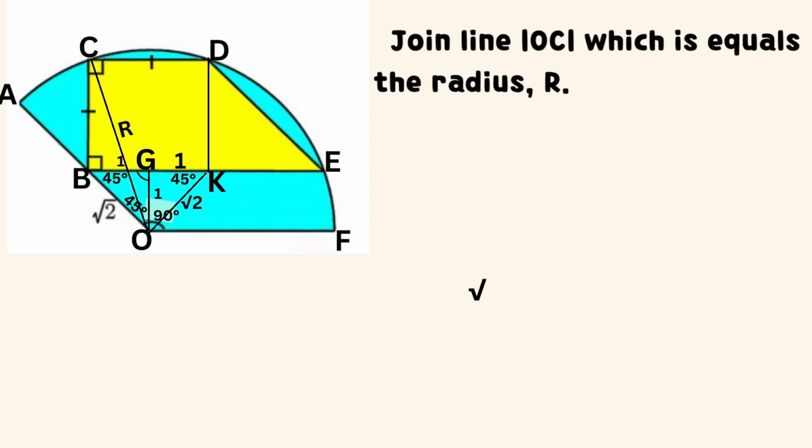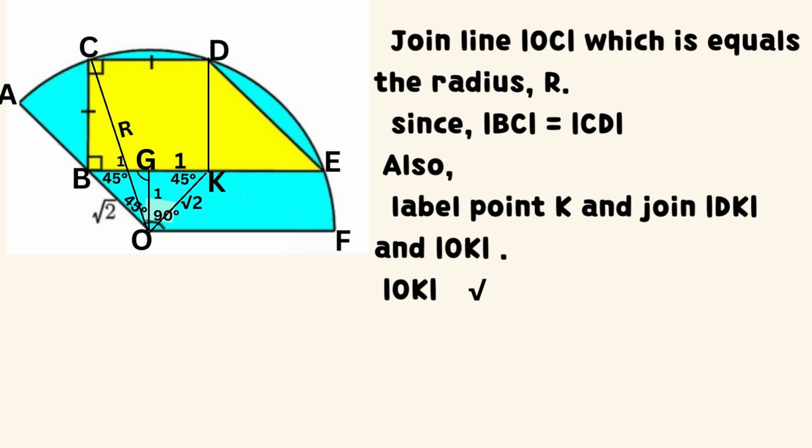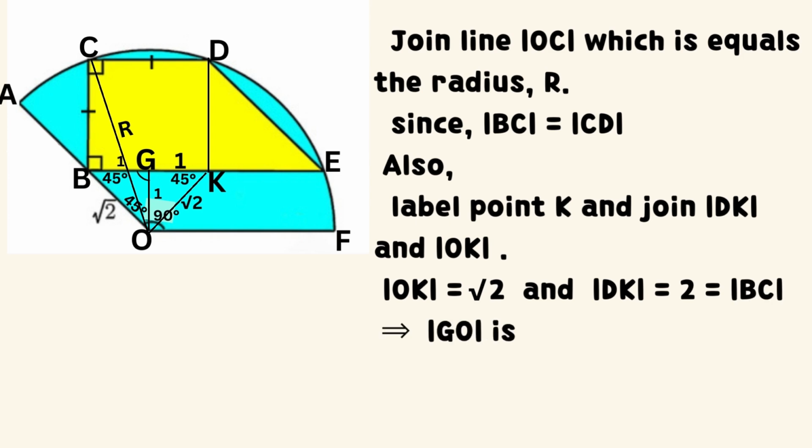Join line OC, which equals the radius, R. Since line BC equals line CD, also label point K and join line DK and line OK. Line OK equals the square root of 2 and line DK equals 2, which equals line BC. It implies that line GO is a line bisector of line BE.